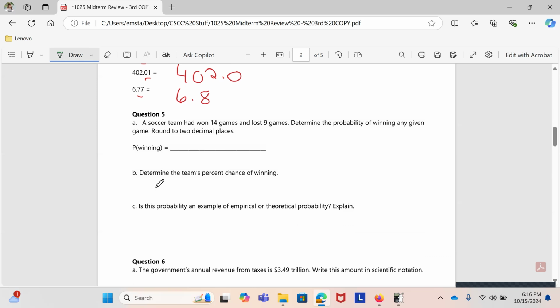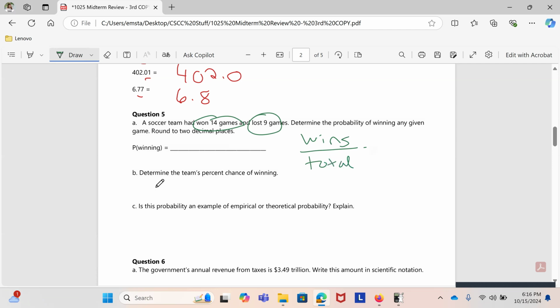They told me how many games they won and how many games they lost. So there's one piece of information I'm missing. We'll talk about that in a second. I want to take the wins over the total. How many games did they win? 14. I'm actually going to write this out so you can see, because I can't remember if I did an answer key or not.